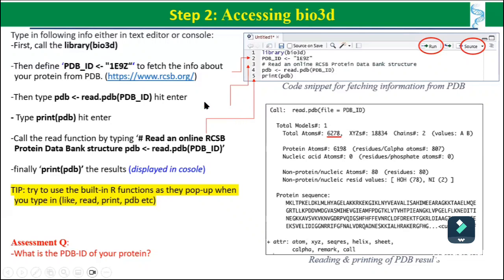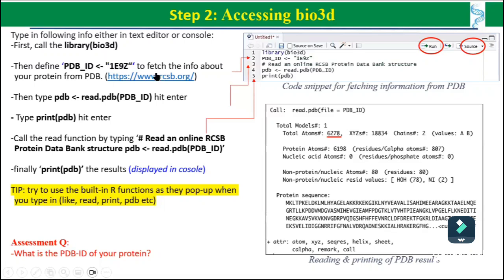Right? When you click on enter, what are you actually doing? 1E9Z is for my protein. This is the PDB code for my protein. You'll be writing the PDB code of your protein. You can try 1E9Z the first time when you're doing the exercise, when you're learning how the system works.